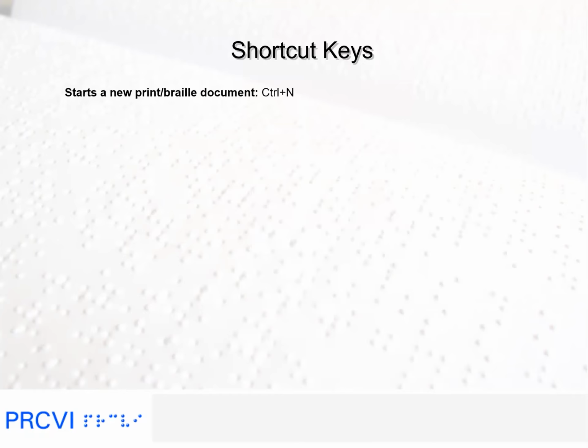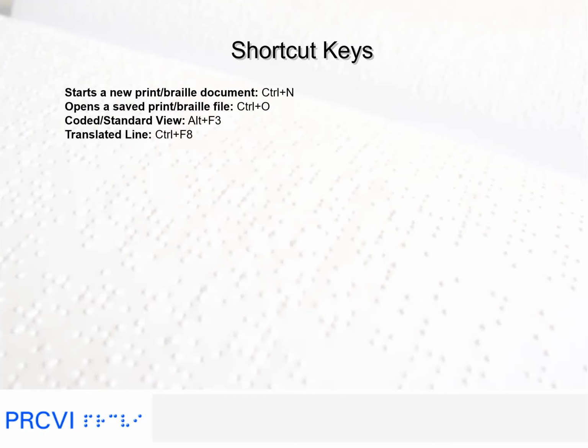Control plus N starts a new print or Braille document. Control plus O opens a saved print or Braille file. Alt F3 shows you coded or standard view. Control plus F8 shows translated line. F8 key, apply style. It opens up the apply style window.